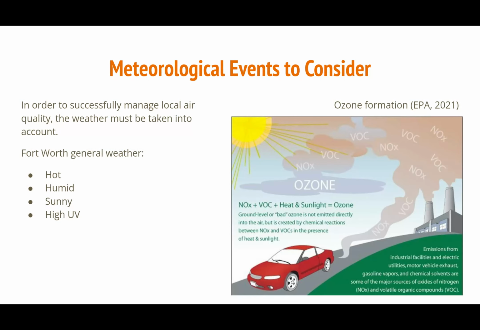In order to successfully manage local air quality in Fort Worth, the weather must be taken into account. Fort Worth generally sees hot, humid, and sunny days with high levels of UV. As we know, nitrogen oxides and volatile organic compounds bombarded with the sun's UV rays help to create ozone. Emissions from industrial facilities and electric utilities, motor vehicle exhaust, gasoline vapors, and chemical solvents are just some of the major sources of oxides of nitrogen and volatile organic compounds.